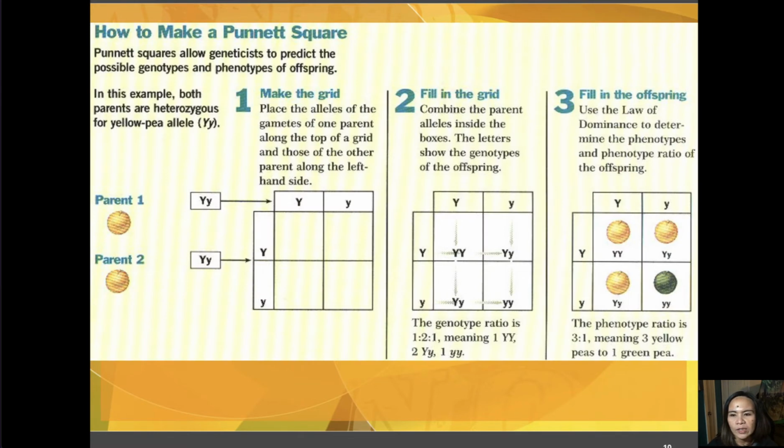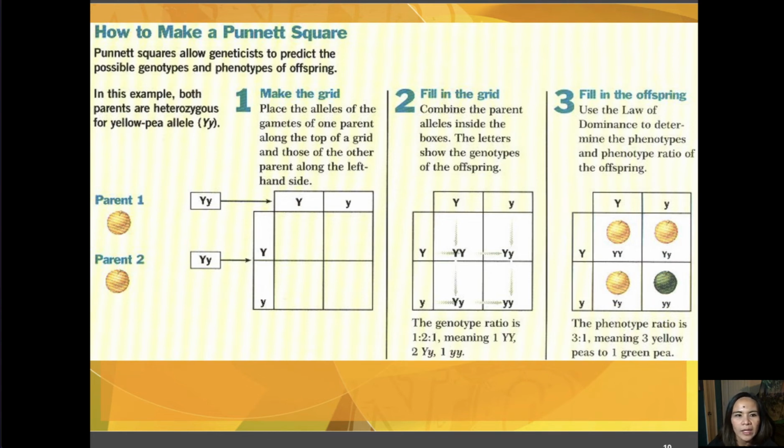As you can see over here, this is just a quick summary of how to make a Punnett square. A Punnett square allows geneticists to predict possible genotypes and phenotypes of the offspring. So for this example, the parents are both heterozygous. When you say heterozygous, they have the dominant allele, which is a capital letter, and a recessive allele, which is a lowercase letter. So in order for you to make a Punnett square, you need to make a grid.